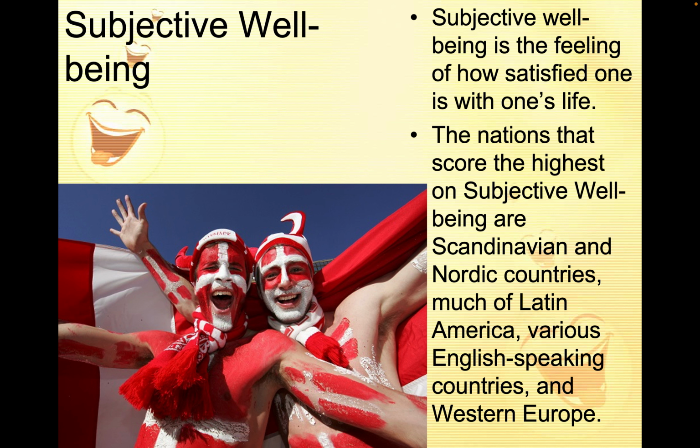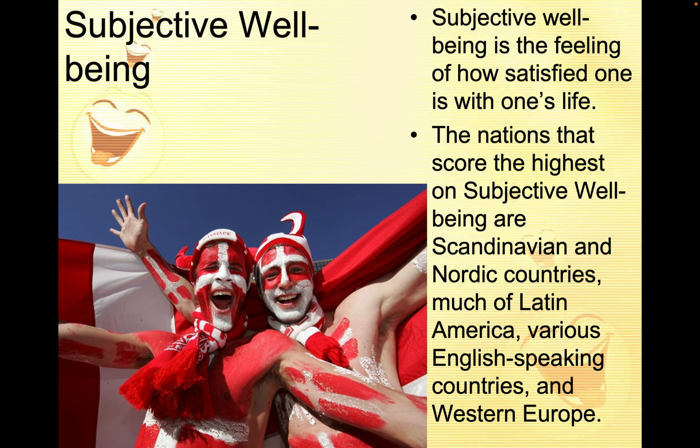Subjective well-being is the feeling of how satisfied one is with one's life. The nations that score the highest on subjective well-being are Scandinavian and Nordic countries, much of Latin America, various English-speaking countries, and Western Europe. And actually, the happiness scale just came out a couple days ago, and lo and behold, all the Scandinavian countries were in the top 10. One country that was in the top 10 that was not a Scandinavian country was Luxembourg, and the number 10 was New Zealand.